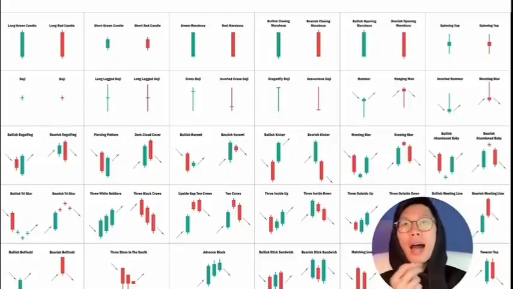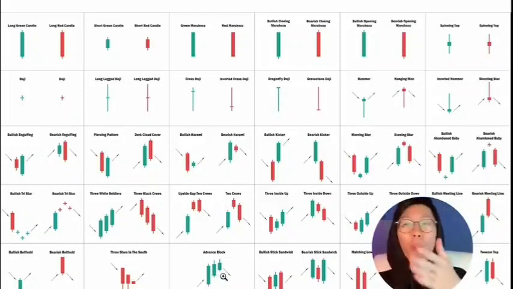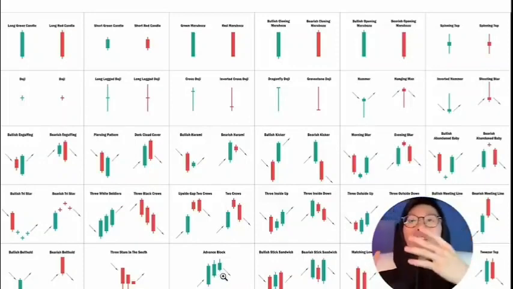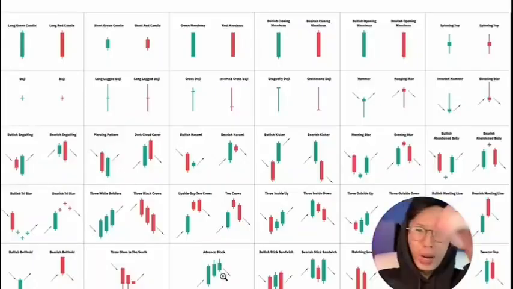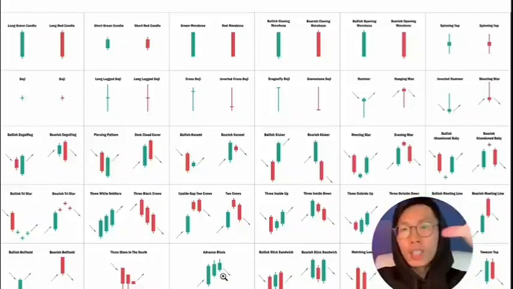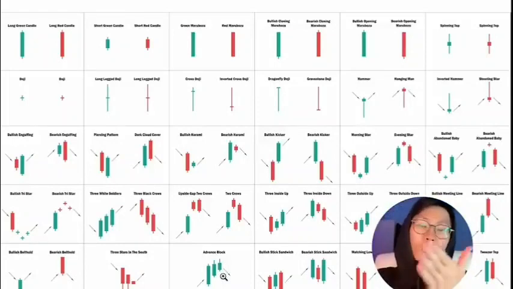Alright, so these three are the only candlestick patterns I memorize. So if you ask me about other candlesticks like this, I do not know what that is. Alright, so that is the unfiltered truth. You only need to memorize three candlestick patterns. My advice would be to figure out which candlestick patterns you love and go from there. You really don't have to know 100 candlestick patterns. It all depends on what you like and what works for you.